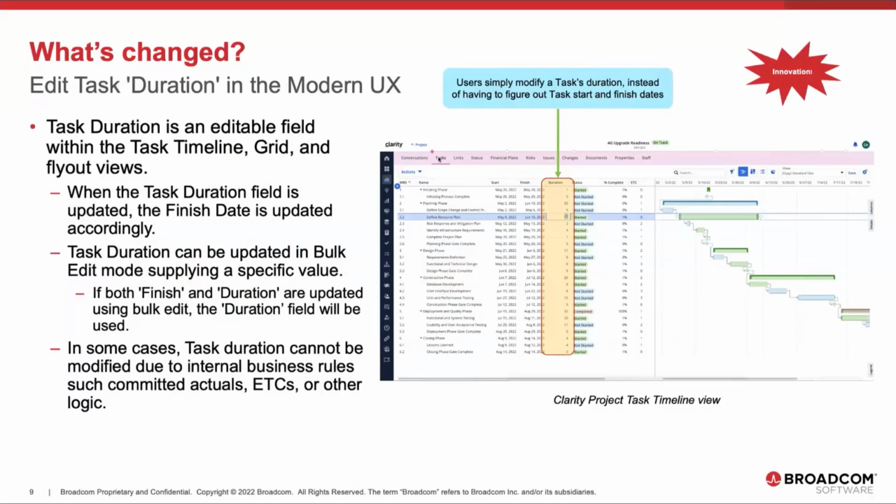When you update that task duration field, the finish date is updated automatically. You can also update it in bulk. If both finish and duration are updated using bulk edit, that duration field will be the one that is used. And in some cases, task duration can't be modified because of internal business rules, such as committed actuals, or other actuals.